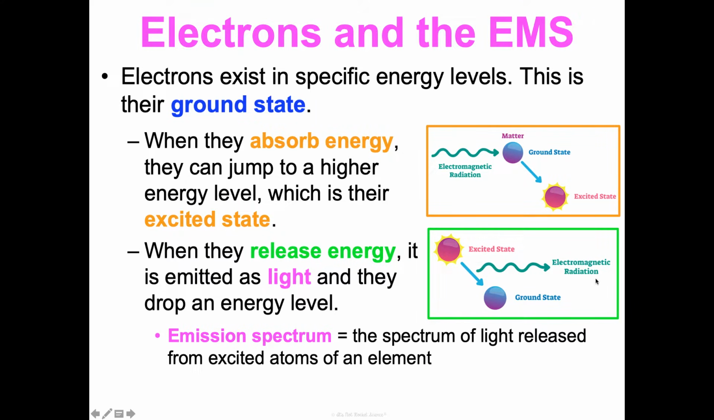And so we call this the emission spectrum. It is the spectrum of light that's released from excited atoms of an element. So when an element gets heated, it's absorbing that electromagnetic radiation, and then it's going to get excited and it's going to jump up a state. And then as it falls a state, it's going to release energy in the form of light, and we're going to see a color. And that's going to help us to identify different atoms.